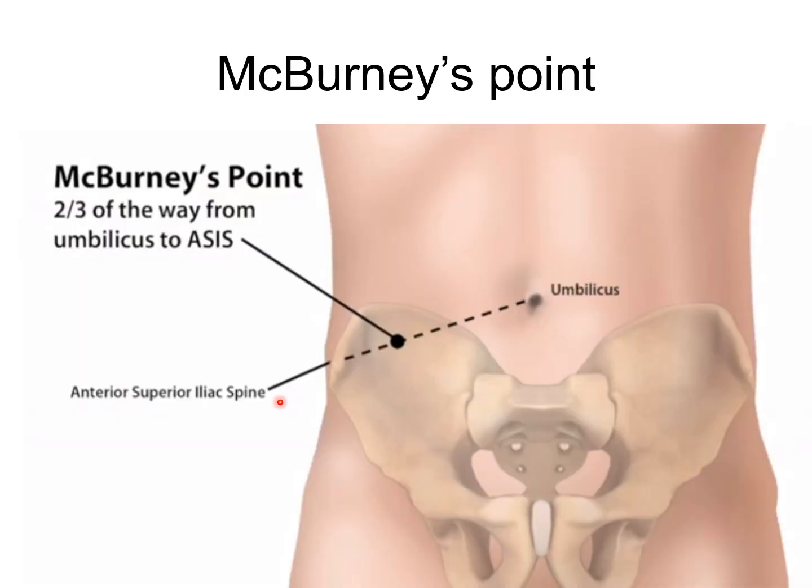McBurney's point. The point at which maximum tenderness is elicited during appendicitis is called as the McBurney's point. To mark this point on the surface of the body, you have to draw an imaginary line which extends from anterior superior iliac spine to umbilicus on the right side of the abdomen, and McBurney's point is marked at the junction of the medial 2/3 of the line with that of lateral 1/3 of the line, and this point represents the base of the appendix.